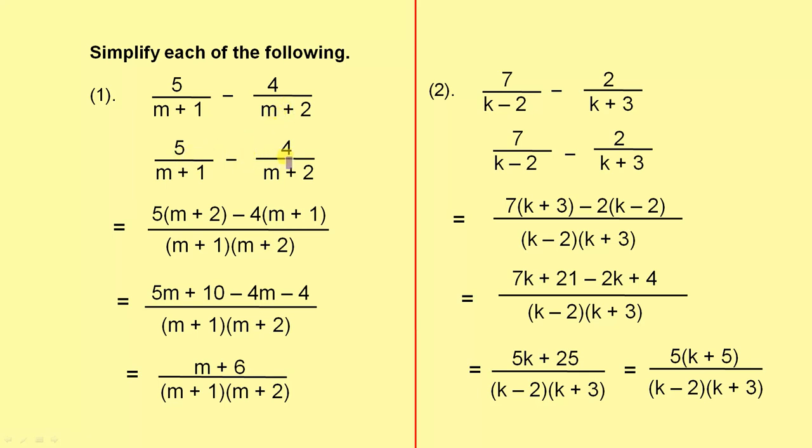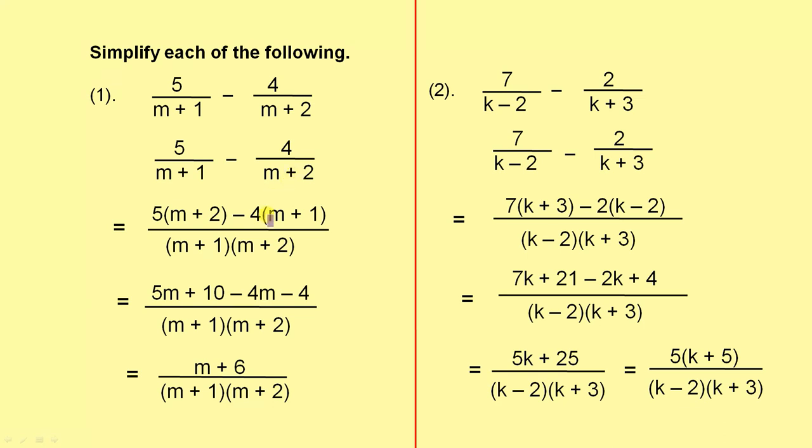So I've repeated the sum here, and here underneath we have the lowest common multiple, because m plus 1 and m plus 2, each of those divide into that product. So m plus 1 goes into that m plus 2 times, so that gives us m plus 2 times 5, and I've written that here.